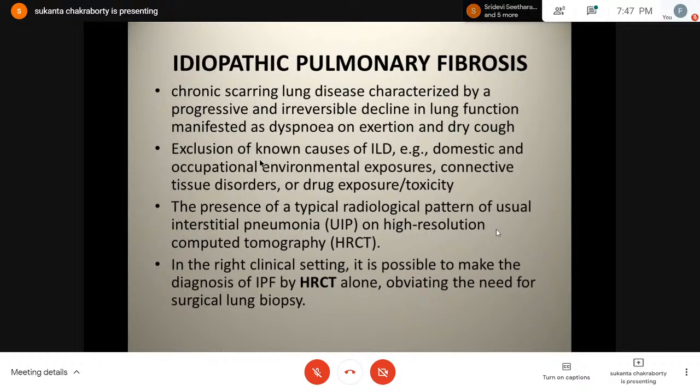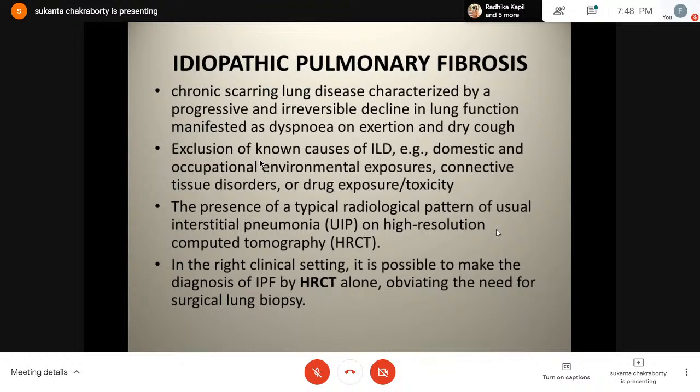First of all, as I have said, the prototype is IPF, or idiopathic pulmonary fibrosis. It is a chronic scarring lung disease characterized by a progressive and irreversible decline in lung function, manifested as dyspnea on exertion and dry cough. So how can idiopathic be stamped? Of course, by exclusion of known causes of ILD, like domestic and occupational environmental exposures, connective tissue diseases, or drug exposure or drug toxicity.